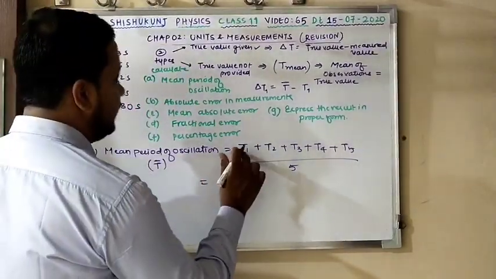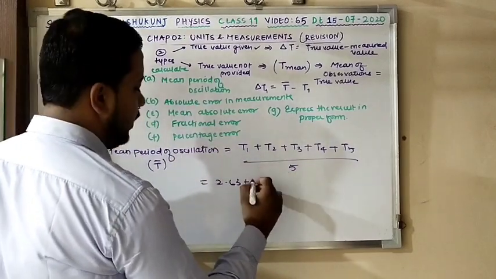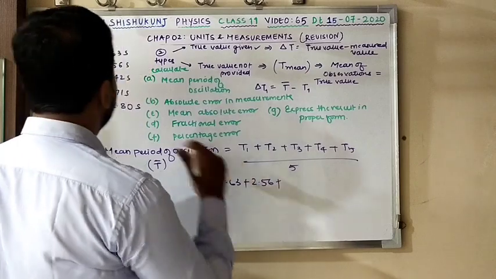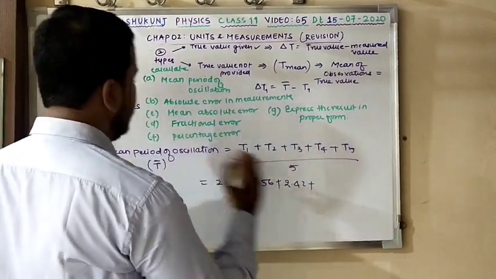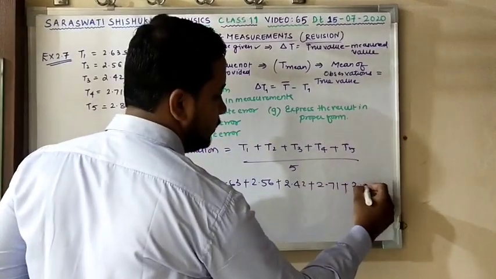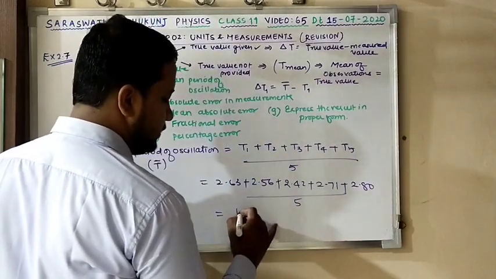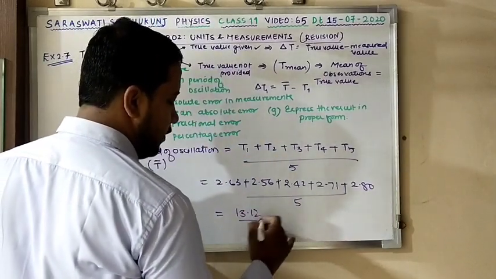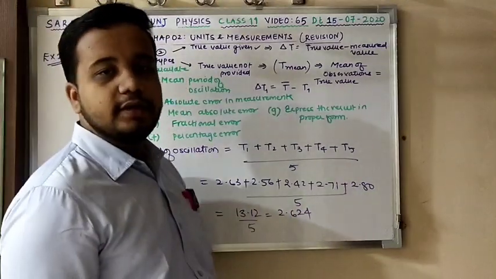Now the first, T1, is 2.63. T2 is 2.56. T3 is 2.42. T4 is 2.71. T5 is 2.80. Till this clear? Divided by 5. So here you are going to get the answer 13.12 by 5, that is nothing but 2.624.